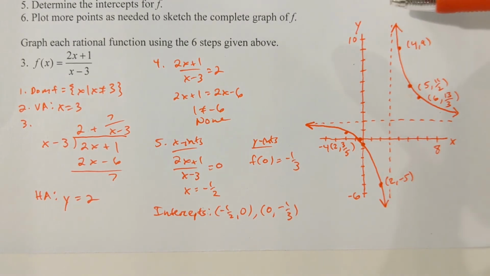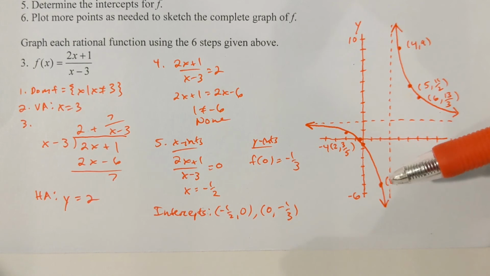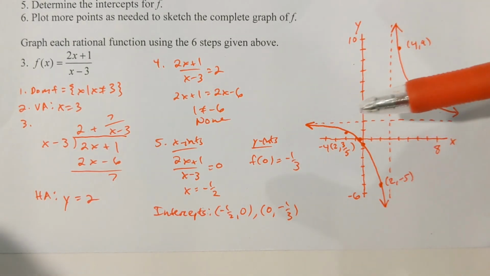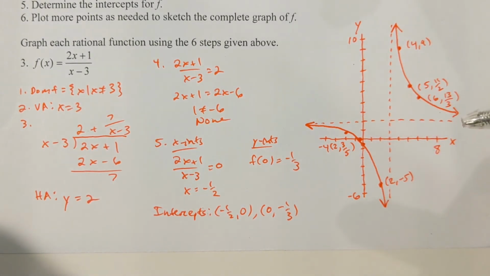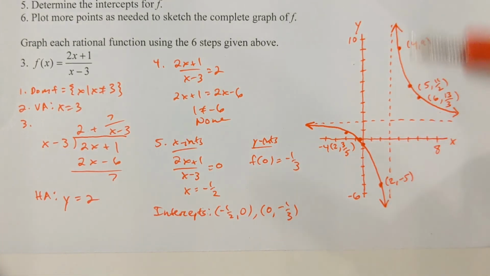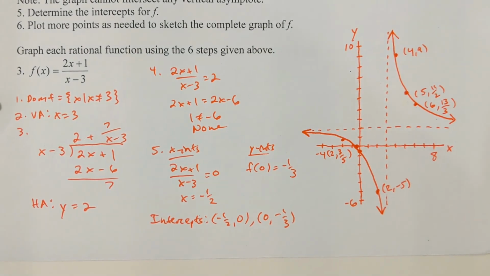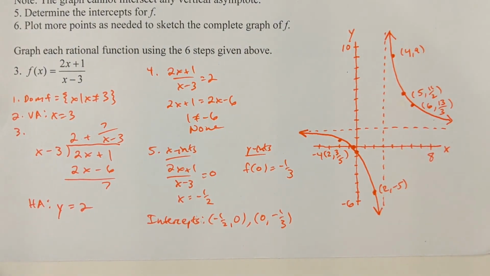So I've got the vertical asymptote here, x equals 3, drawn. Also the horizontal asymptote, y equals 2, drawn. And at this point, I'd want to gather up some more points. Step 6, this is plot more points as needed in order to sketch the complete graph. You just get enough so that you can see the complete story of what's going on there.